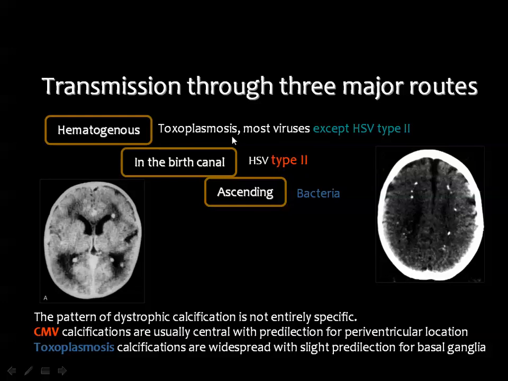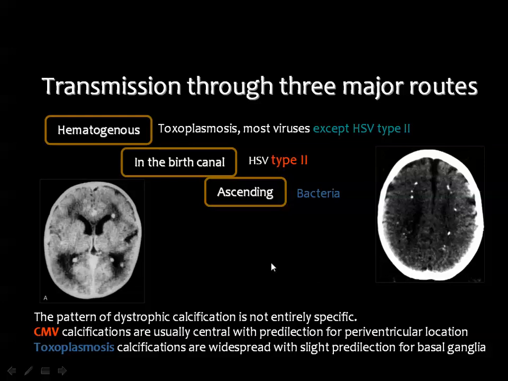Then we should know that toxoplasma and most of the viruses, except herpes simplex type 2, are usually transmitted through the blood by hematogenous transmission. Then herpes simplex type 2 is usually transmitted in the birth canal, and most of the bacteria are transmitted by ascending infection. And there are some rules which are not that firm.